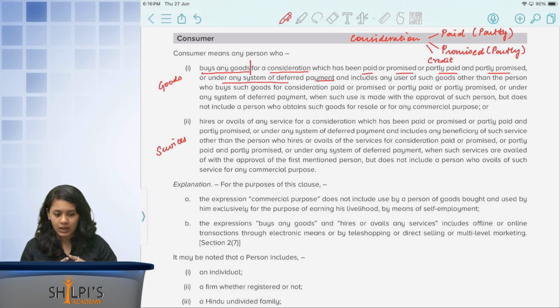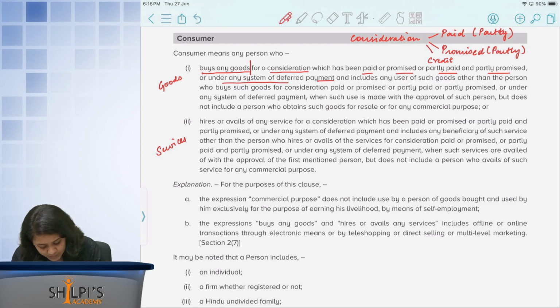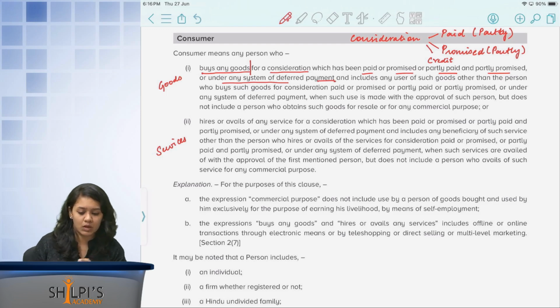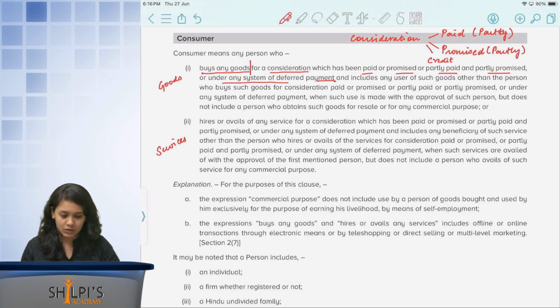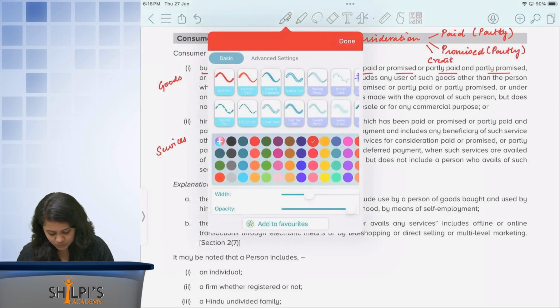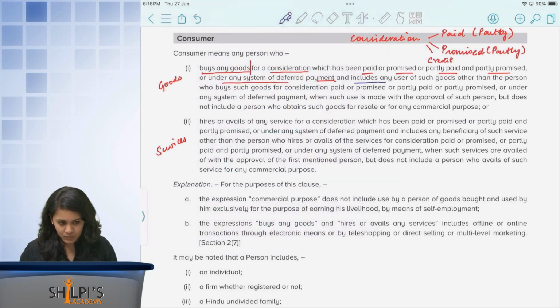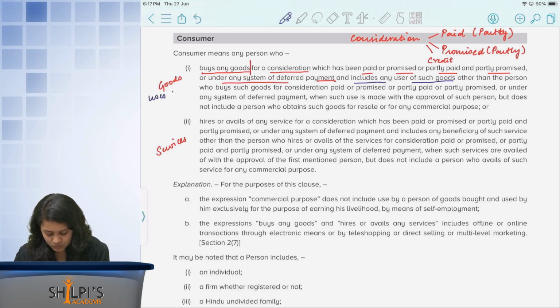So who's a consumer? He buys goods, and in return for what? For a consideration. Now this consideration can be fully paid up now or partly paid or partly promised, or under any system of deferred payment. Now technically this is where the definition of consumer comes to an end, and the rest of it is a continuation. It's saying that it includes any user of such goods, other than the person who bought such goods for consideration, which was paid or promised, or partly paid or partly promised, or under any system of deferred payment. In short, they're saying it includes a person who uses the goods.